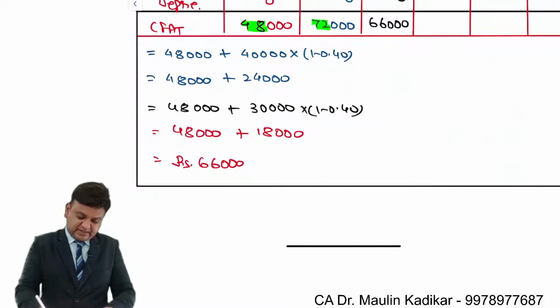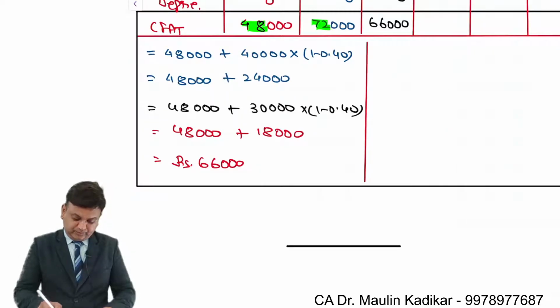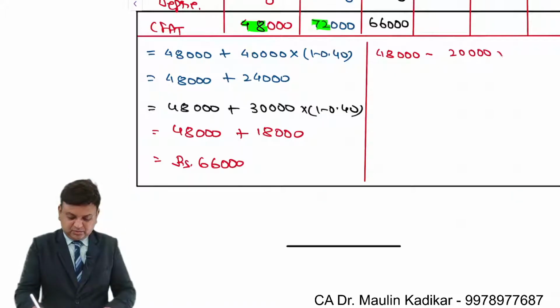So we can say something like this, that 48,000 minus 20,000 into 1 minus 0.40.